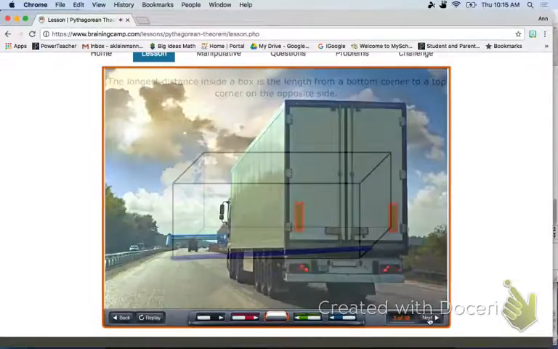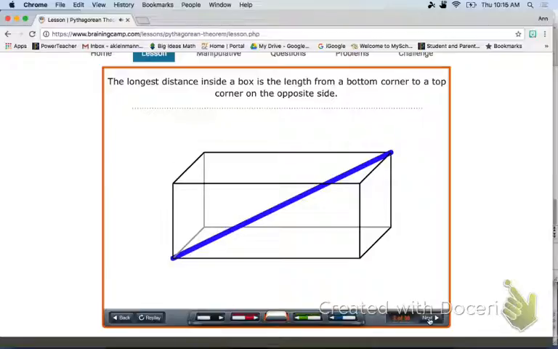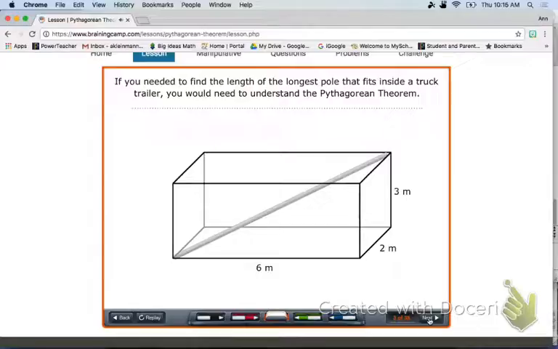The longest distance inside a box is the length from a bottom corner to a top corner on the opposite side. If you needed to find the length of the longest pole that fits inside a truck trailer, you would need to understand the Pythagorean theorem.